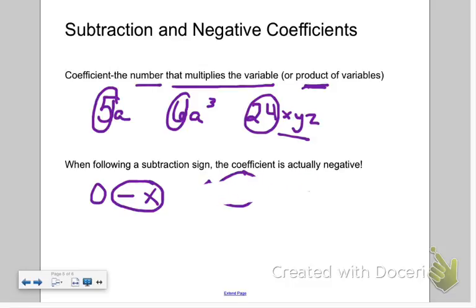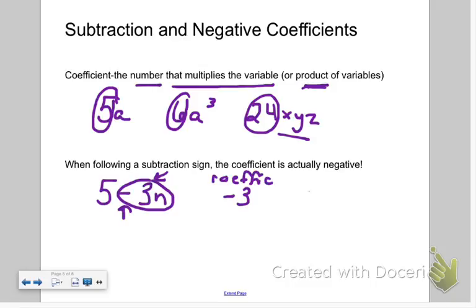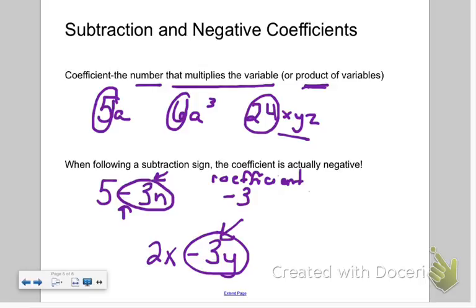So if I gave you an expression like, 5 minus 3n. That's an expression. I've got two terms, but my two terms are being separated by this subtraction sign. That means my coefficient 3 is actually a negative 3. So negative 3 is the coefficient because it followed a subtraction sign. What if I have 2x minus 3y? Well, again, negative 3 is going to be the coefficient. That's because it's following the subtraction sign.